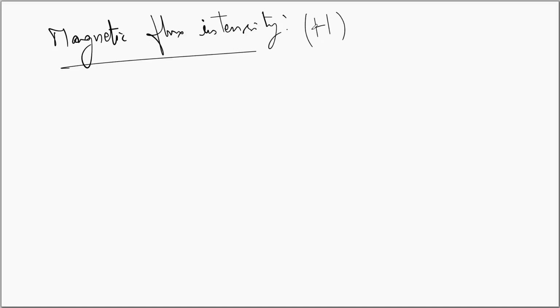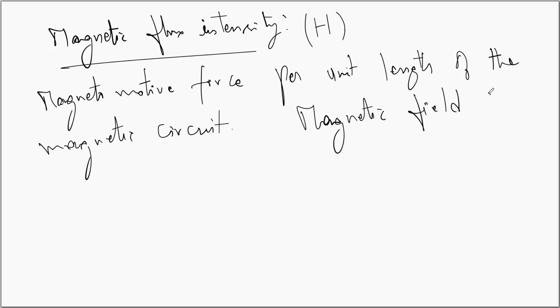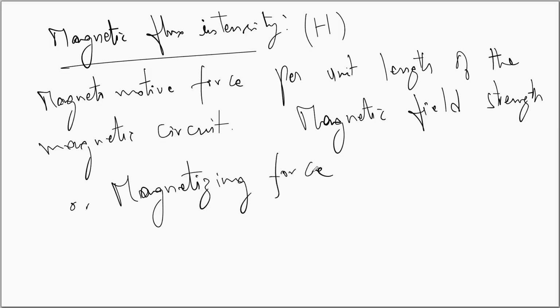Magnetic field intensity. It is represented with a capital H. It is defined as the magnetomotive force per unit length of the magnetic circuit. It is also called the magnetic field strength or magnetizing force. The units are ampere turns per meter.